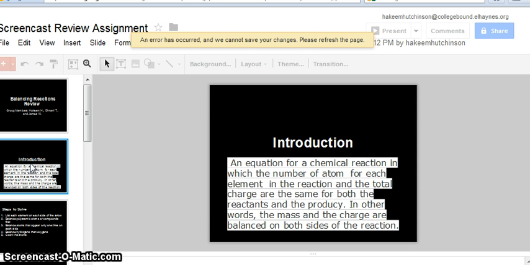The introduction is an equation for a chemical reaction in which the number of atoms for each element in the reaction and the total charge are the same for both the reactants and the product.